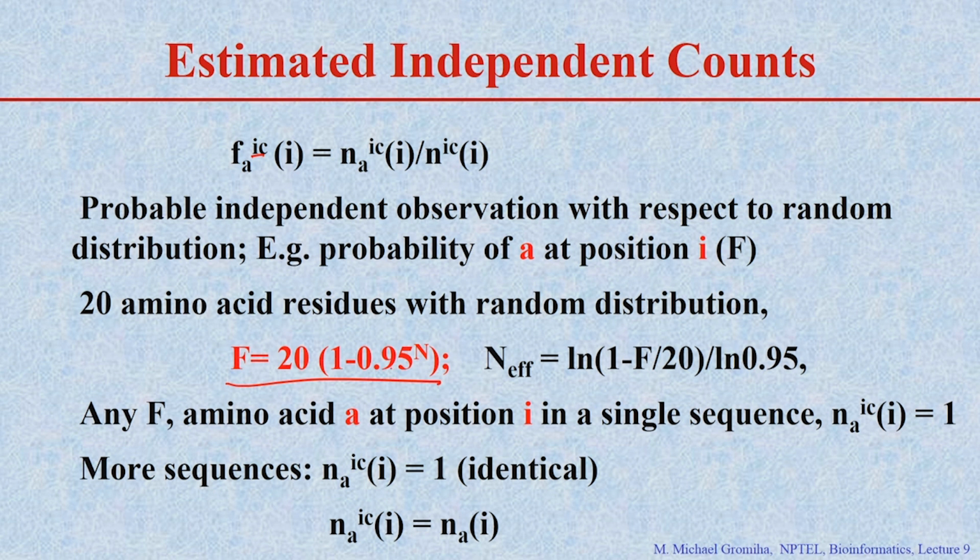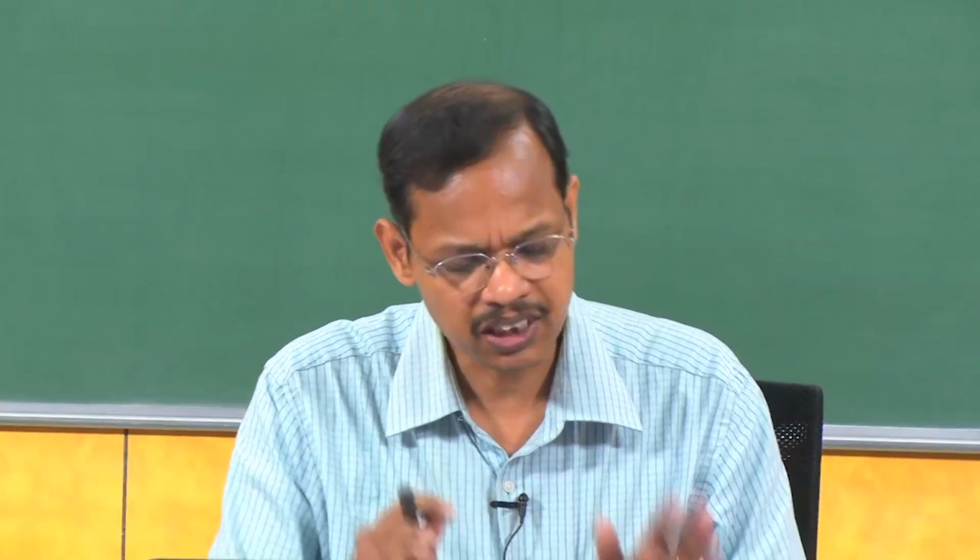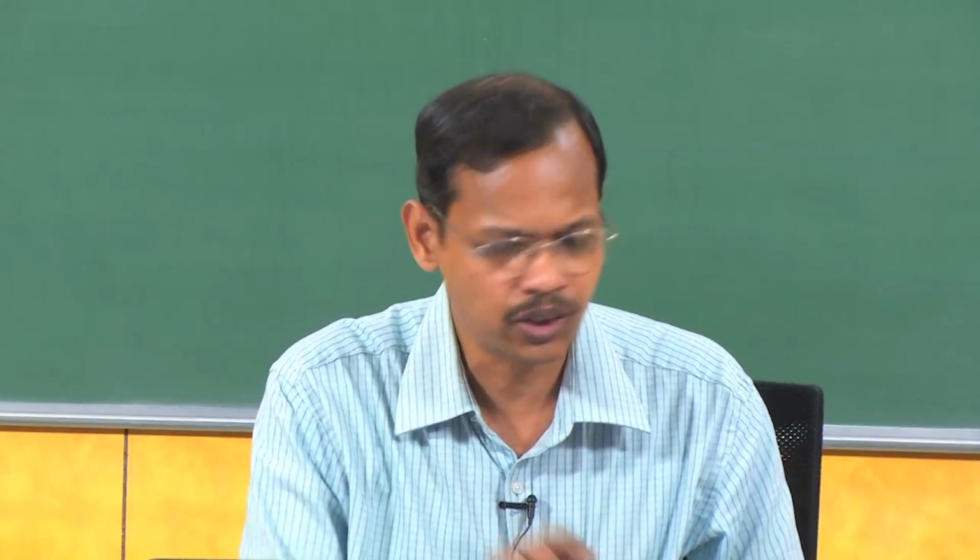1 minus 0.95 is equal to 0.05, and 0.05 times 20 is equal to 1, right. So now you can see that we can fit this function f in this equation in such a way that if it is totally random, it is completely 5%. If you do this equation, you get f equal to 1, which is what is expected, that is fine.